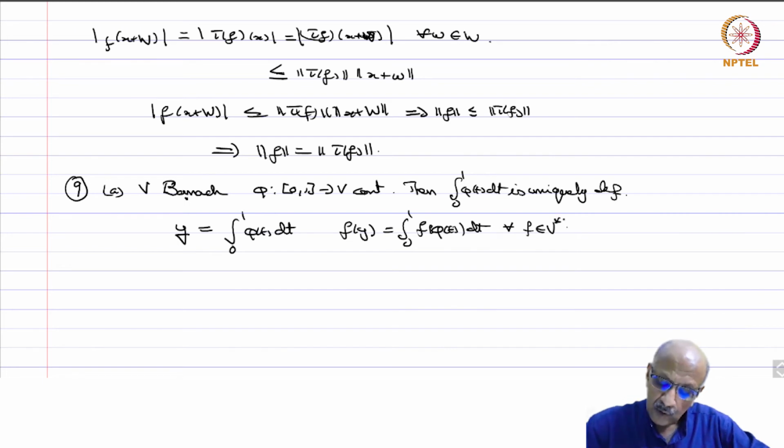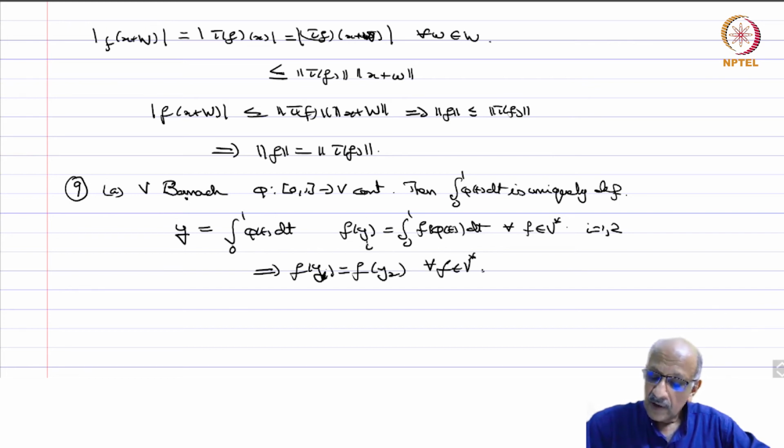So, if you had two vectors y_i, i equals 1, 2, then f of y_i, so this implies that f of y1 equals f of y2 for all f in V star, but we know that V star separates points. So, therefore, this implies y1 equals y2 since V star separates points.